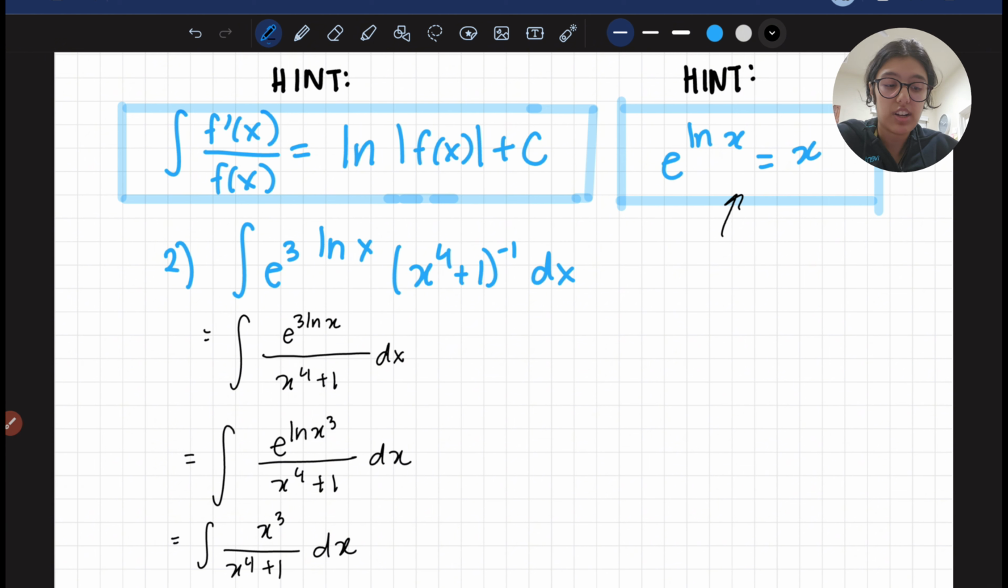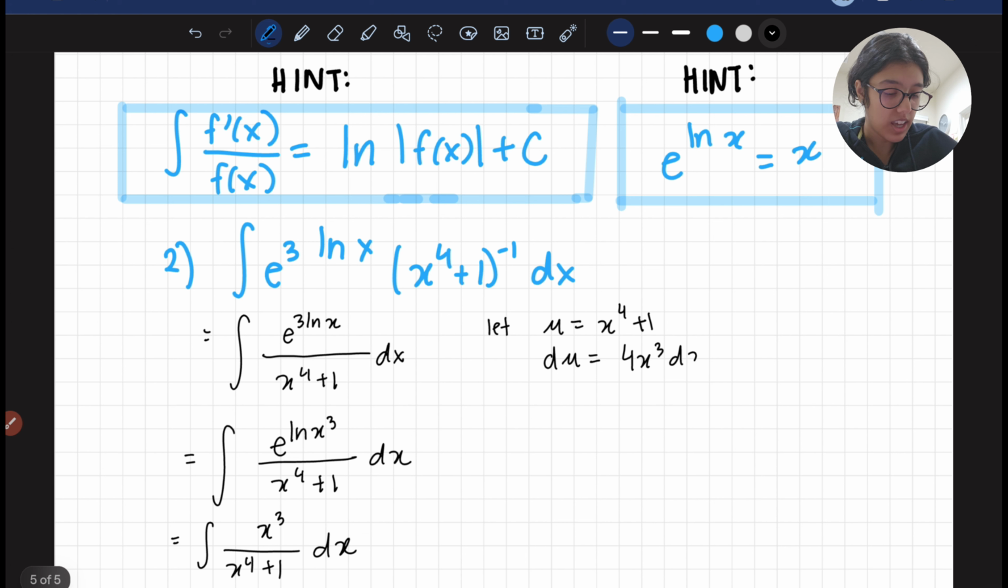We have e to the power of natural log of x is equal to x. In other words, e to the power of the natural log of any function is just equal to that function. In this case, our function is x cubed, so that is just equal to x cubed once again. So now that we have simplified it fully, we are ready to apply u-substitution. I'm going to say let u equal the denominator, so x to the power 4 plus 1. Let us take the derivative of both sides, so we have du equals 4x cubed dx. We have dx is equal to 1 over 4x cubed du.